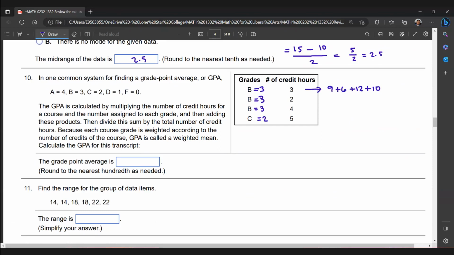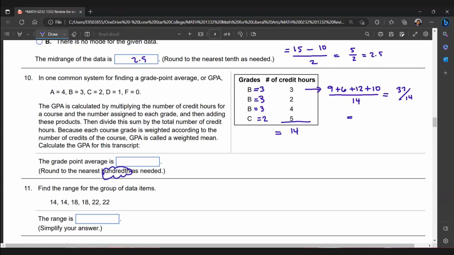Okay, so we multiply, and then adding these products, we add these products and divide by the total number of credit hours. Well, that number is 3 and 4 is 5, 3 and 2 is 5, and another 5 is 10. So that will be 14 credit hours. Okay. So we add these numbers and divide by 14. So we got 9 plus 6 plus 12 plus 10. That is 37 divided by 14, which is equal to, let's see what they want us, 100th.